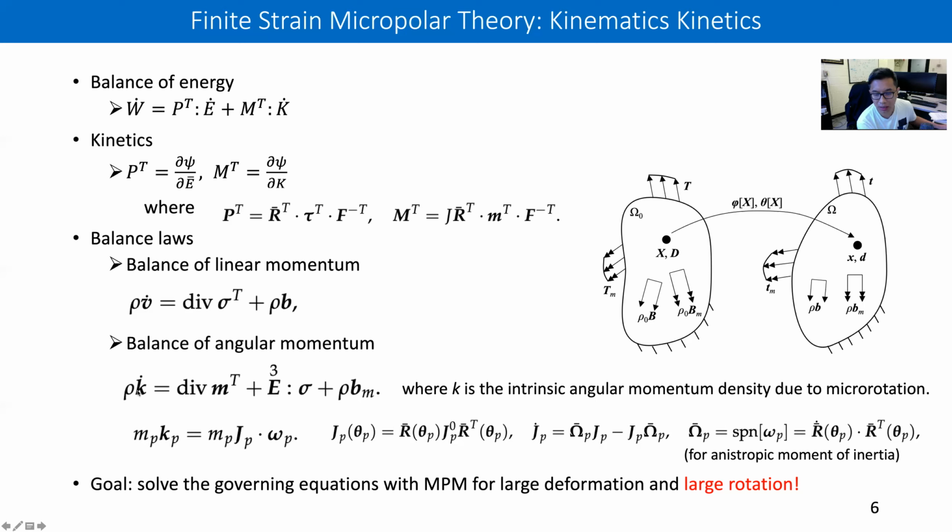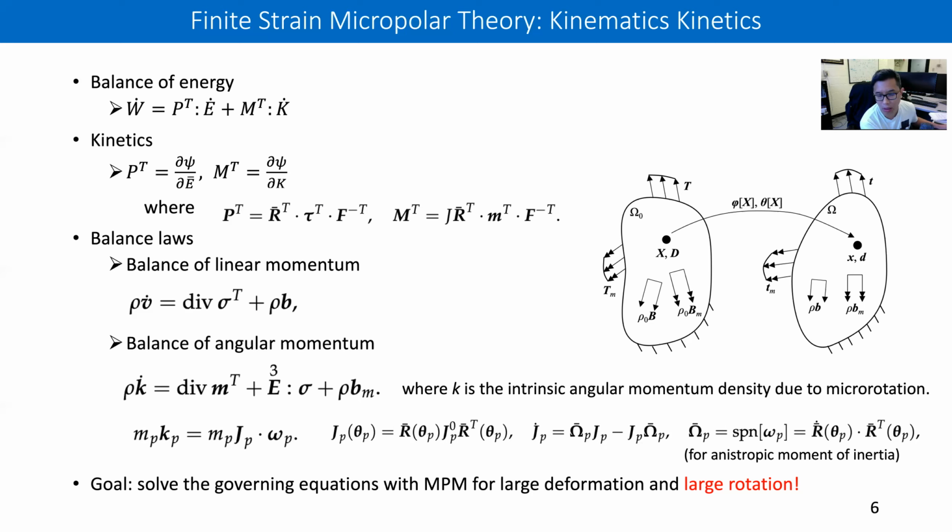So K is defined as the intrinsic angular momentum density due to the microrotations, and K dot is the rate of change of this intrinsic angular momentum density. One of the important things we need to consider is that we must be able to rotate the anisotropic moment of inertia properly. You see that the rotations are applied to the left and right of the moment of inertia, such that when we consider its rate of change, we actually need the spin tensor applied to the moment of inertia.